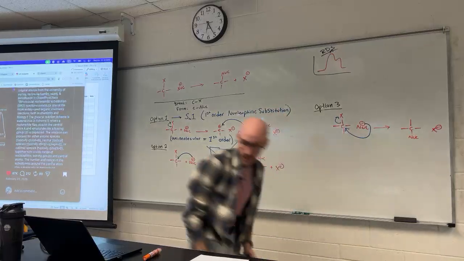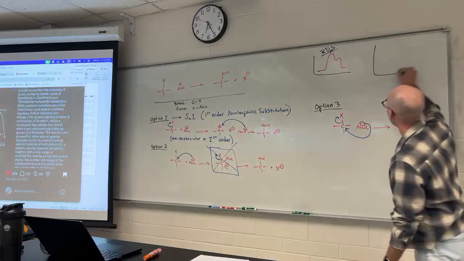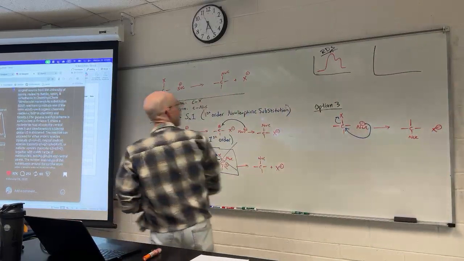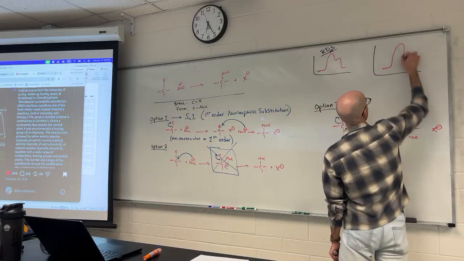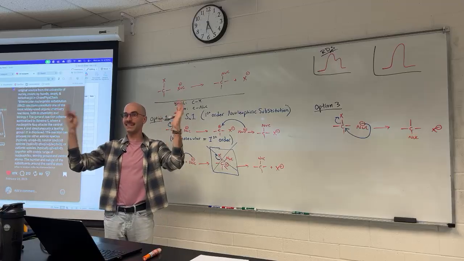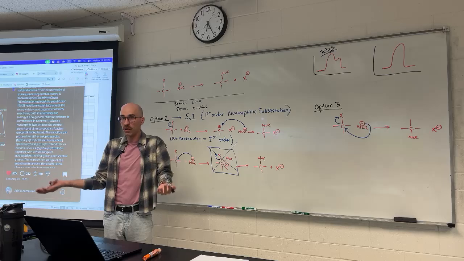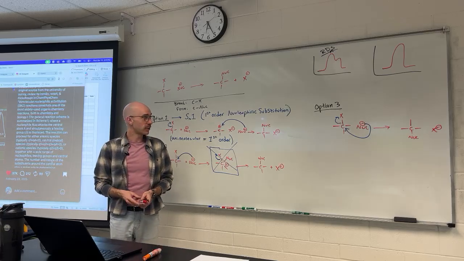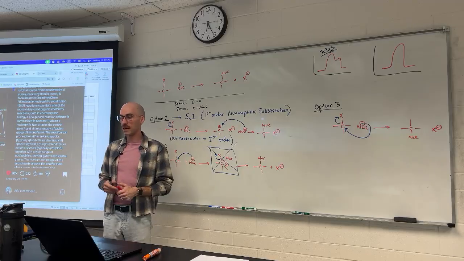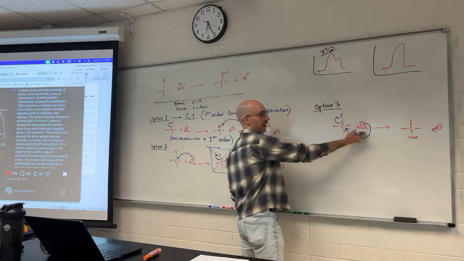Both of them happen at the same time. And the reaction coordinate diagram for this looks very simple. I go through one transition state, which means it is the rate determining step. There's only one step. And how many molecules are needed for that rate determining step to happen? Two. I need the alkyl halide and the nucleophile.